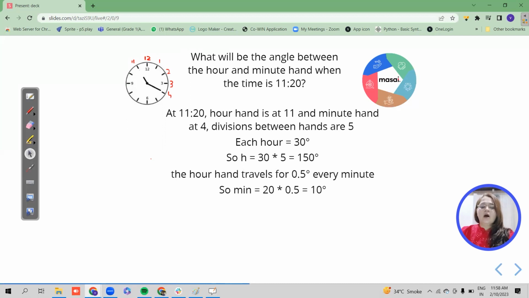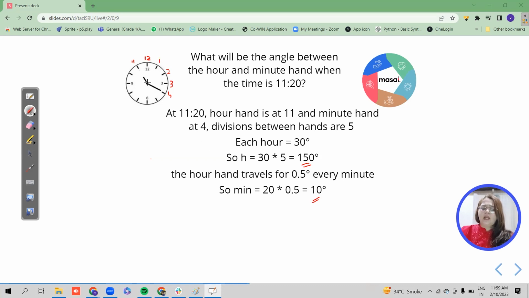Now coming to the hour hand, it travels only 0.5 degrees in each minute, and here they are traveling for 20 minutes, correct? From 12 till 4 they are traveling for 20 minutes. So when it is traveling for 20 minutes, we can say 20 into 0.5, that is 10. Now here we got two different angles, one is 150 and the other is 10. Now what should we do here?